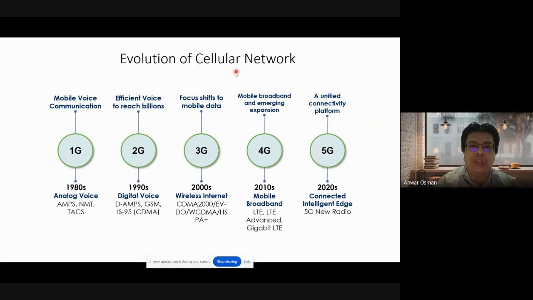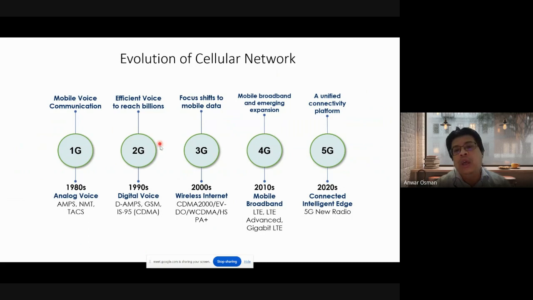Okay. So here is the evolution of the cellular network, from the first generation to the fifth generation. The first generation in the early 80s was only analog, so you were only able to do voice communication. Somewhere around the early 90s, we started to have the second generation. This is where we started to have digital components, so something like SMS was introduced here in 2G, as compared to the first generation, which was purely analog.